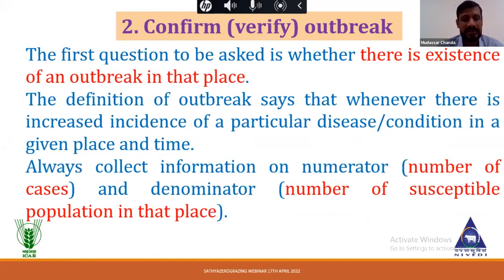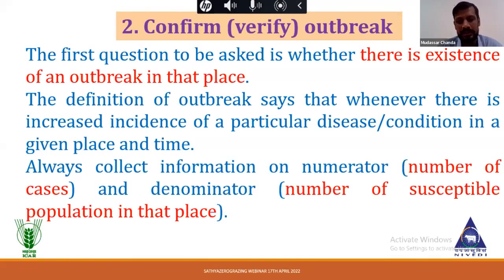The definition of outbreak is important here. It is an increased incidence of a particular disease condition. And when you say increased, it is always to be compared with a baseline. Always collect information on the numerator part, the number of cases, and the denominator, which is the number of susceptible population in that place. So if you forget to collect the denominator, you will not have.